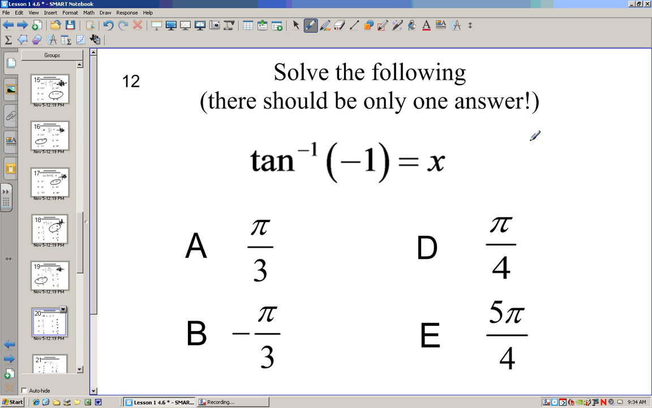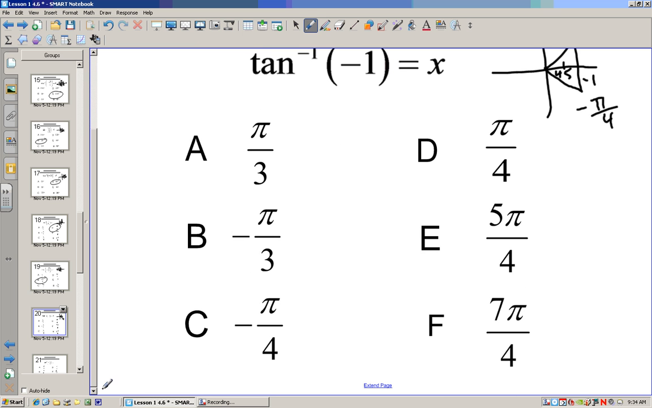Inverse tangent of negative 1. So if I look at tangent in quadrants 1 and 4, we'll have negative 1 over 1. And so this 1 and 1 will help us know that it's a 45-45-90 triangle. So since that's 45 degrees, I'm going to go in the opposite direction, pi over 4. So hopefully I have some answer down here. Great, negative pi over 4.